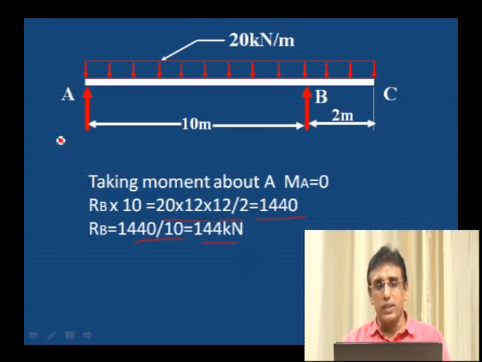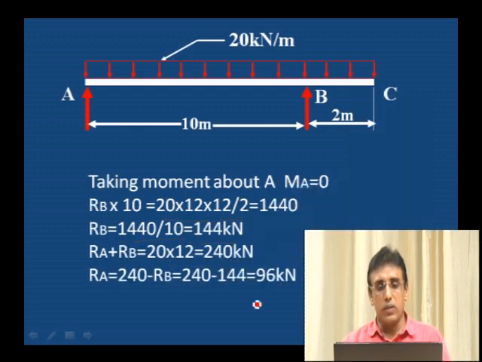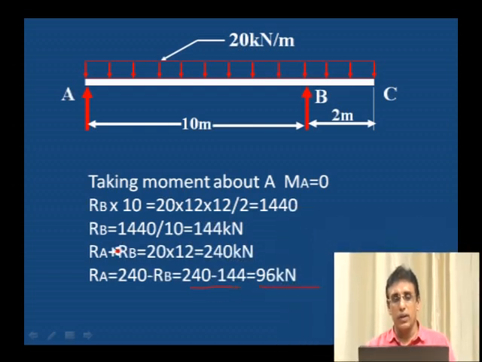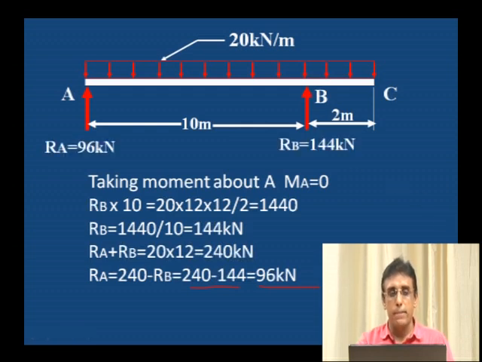To calculate the reaction at A, sum of the upward forces is equal to sum of the downward forces. Upward force is RA plus RB, downward force is 20 into 12. RA plus RB is equal to 240 kilonewton. Therefore, RA is equal to 240 minus 144, that is 96 kilonewton, the reaction at A. Reaction at B is 144. After getting the reactions, it is easy to calculate shear force and bending moment.